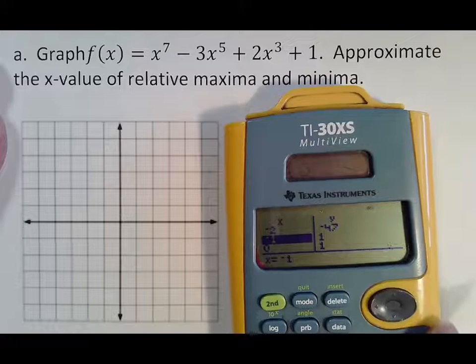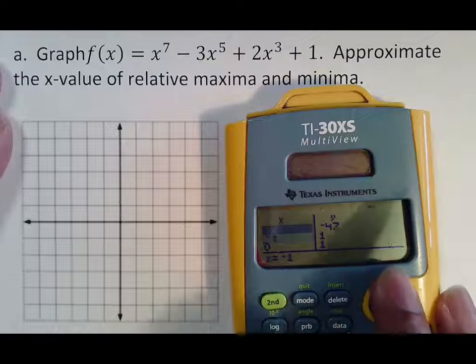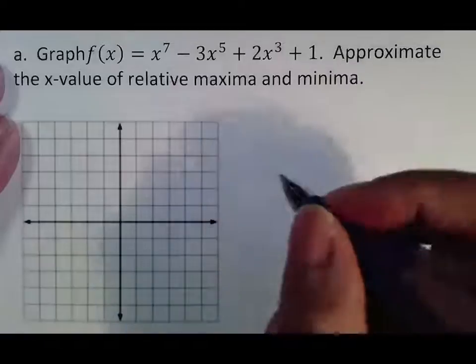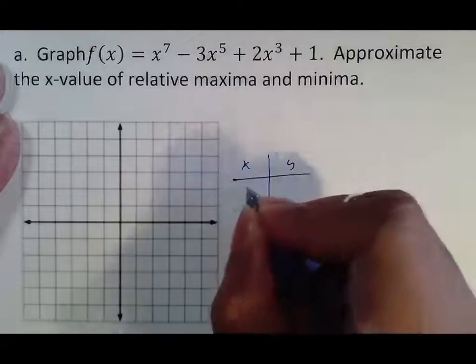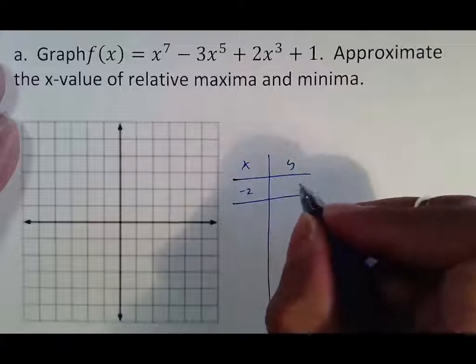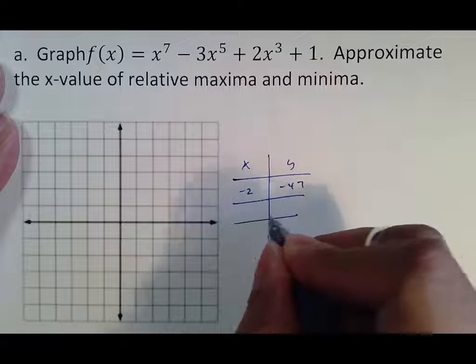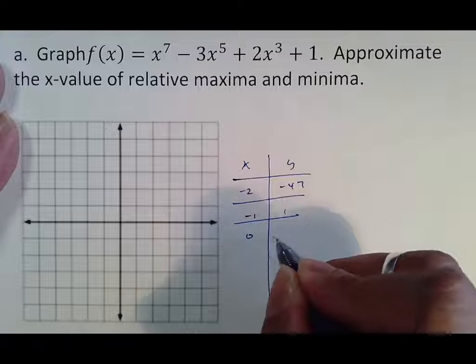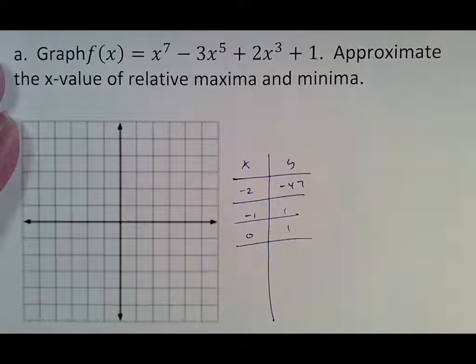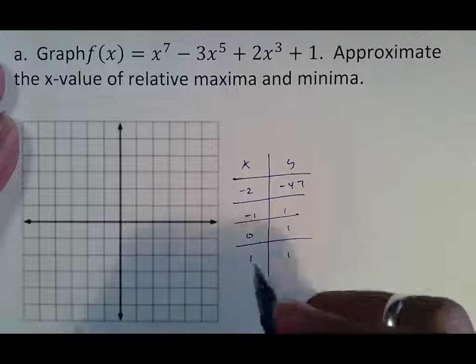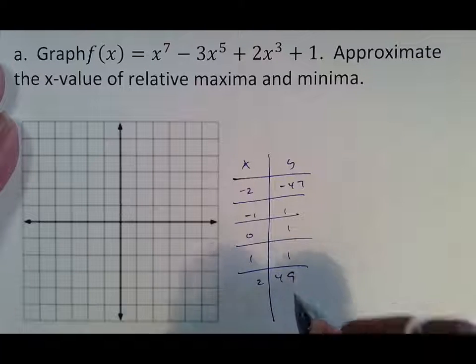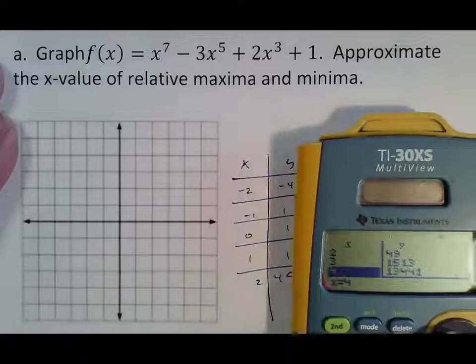And there they are. So at -1, we have 1. So what I would do is start with -2 because that's important. And that would be -47. Then going to -1, we have 1. Then 0, we have 1. Once we go to 1, we have 1. Once we go to 2, we have 49. I'm sorry, you don't see that.